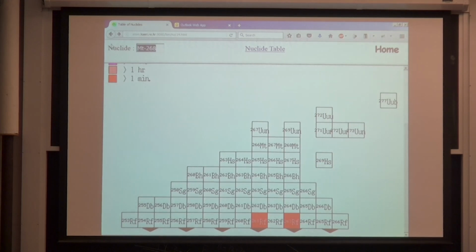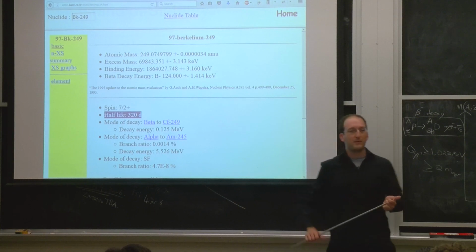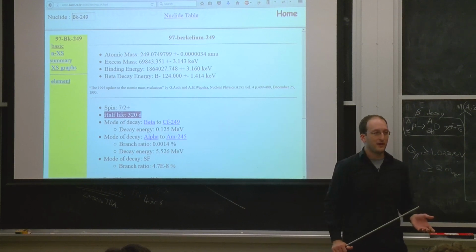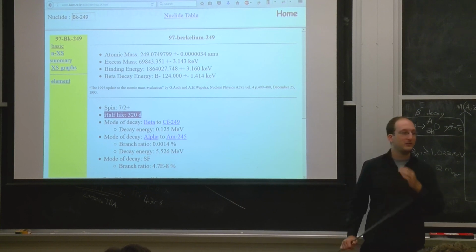Bk-249, which happens to be way beyond uranium, so it's definitely not a stable isotope, but it has a half-life of 320 days. That means you can make a bunch of it, chemically separate it, make it into a target, and fire calcium-48 nuclei into it.